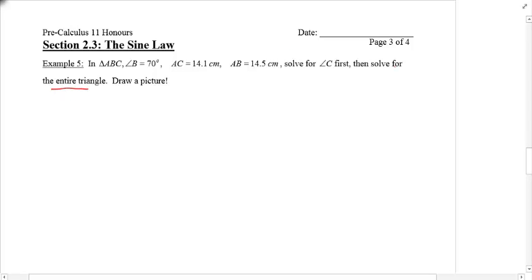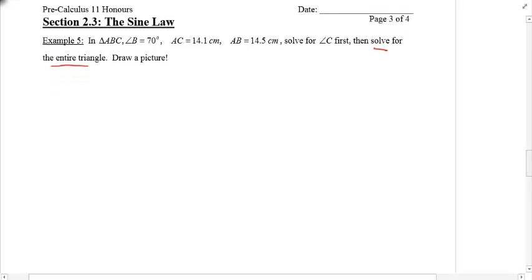What does it mean when I say solve for the entire triangle? Well, that just means you need to find out every single missing piece of information. Missing angles and all the missing sides. I think our first challenge here is to actually draw what we read in triangle ABC. Angle B is 70, so I'm going to try to draw this as accurately as I can. Let's call A up there. Let's call B down here, and C is over here somewhere.